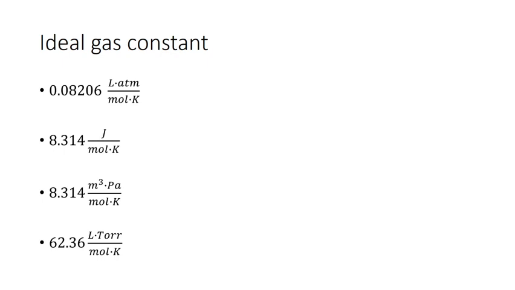Now, here we have 4 versions of the ideal gas constant, depending on what units we find ourselves working with. The most often seen one is this one with liter atmospheres per mole Kelvin. This one you will also come across in various situations, with joules per mole Kelvin. I don't really see meters cubed pascals per mole Kelvin all that often, but you might come across it. And I don't know that I have ever worked with the one that is in liter torrs per mole Kelvin. That one I just don't really see ever.